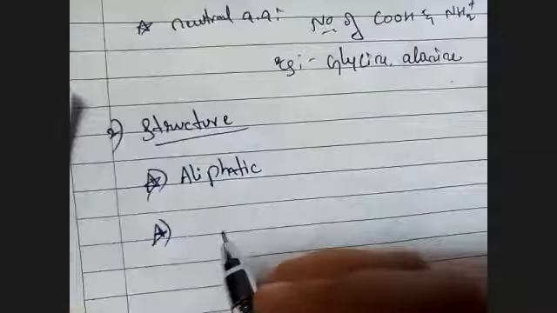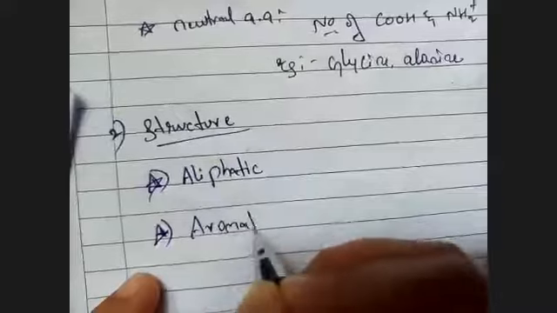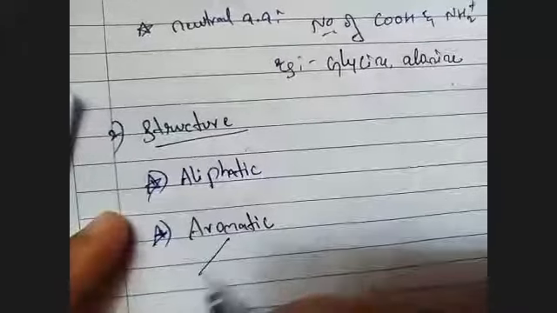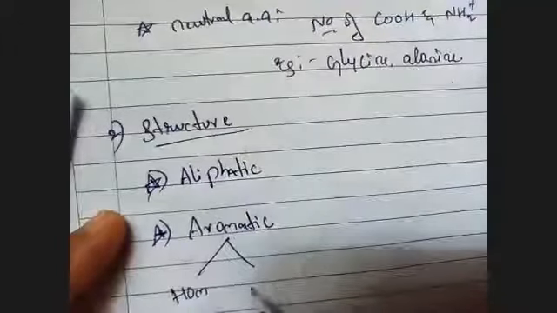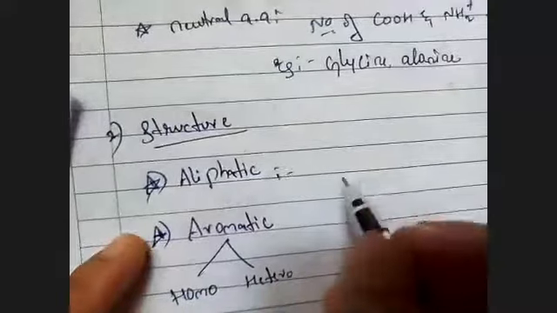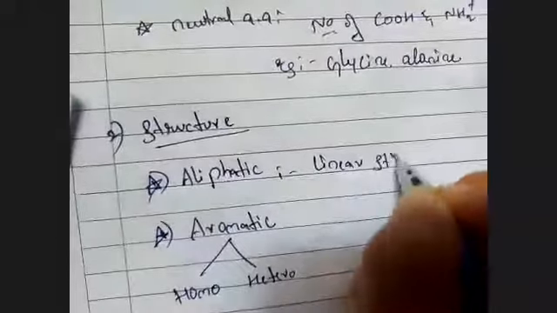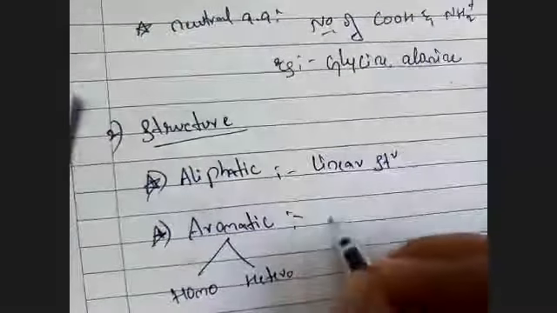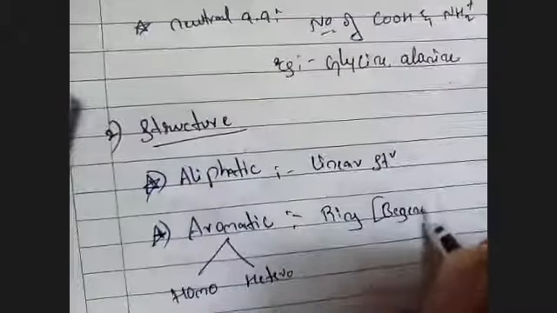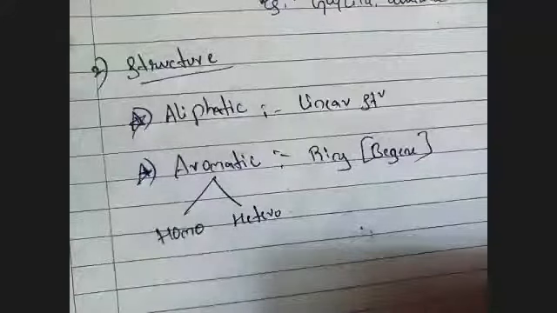In that aromatic, we can write, this aromatic can be further classified into homo and hetero, that is heterocyclic amino acid. Aliphatic amino acid means the amino acid which is present in a linear structure, and aromatic amino acid is ring structure, specifically called benzene ring. So what do you mean by homo and hetero aromatic or cyclic?